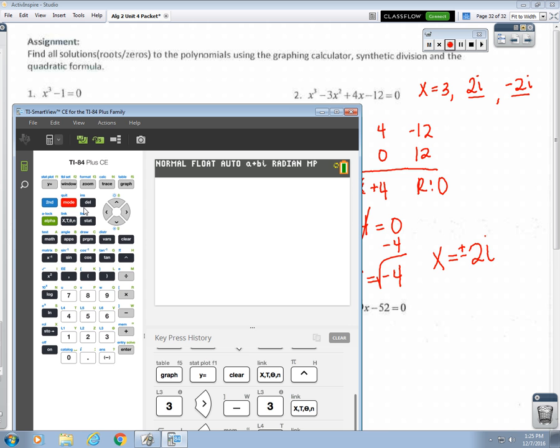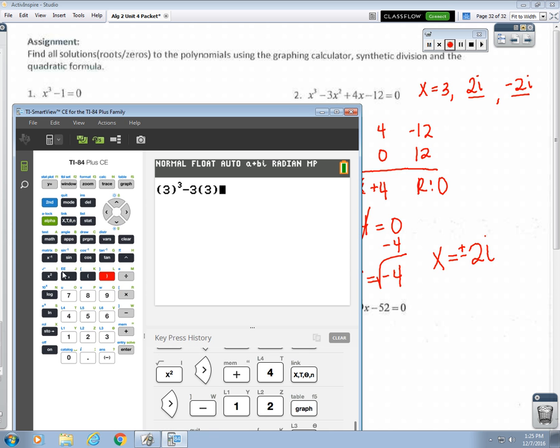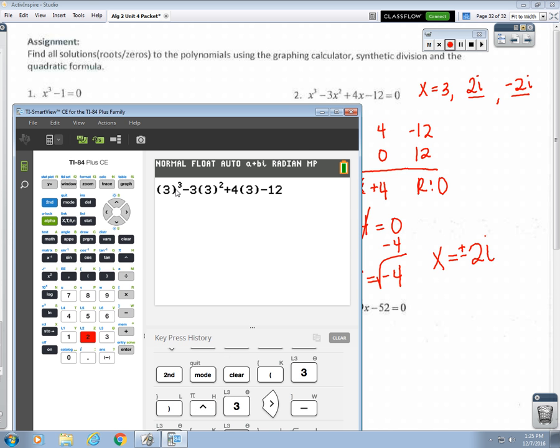Like if I go and I type in x cubed minus 3x squared plus 4x minus 12, and I type in 3, let's see what happens. So for every x, I'm putting a 3 in its place. So there's your x cubed minus 3x squared, plus 4x minus 12. But see how every single time I said x, I put a 3 in its place because we're saying that's one of my 3 solutions? Well, let's confirm that it is. It is. It equals 0, just like it said it would.